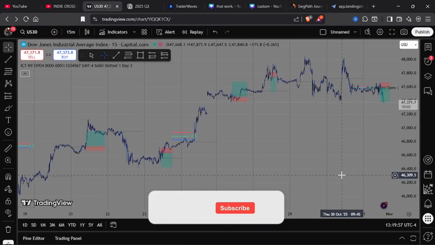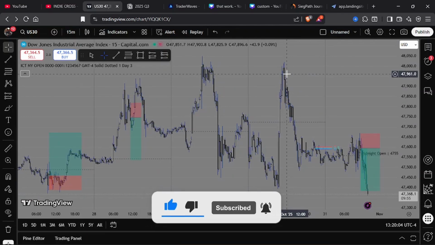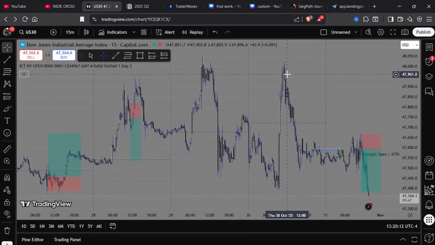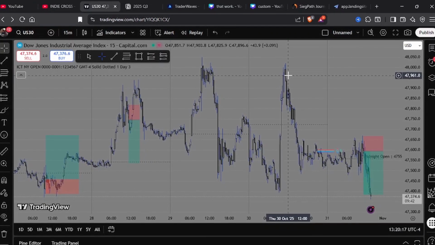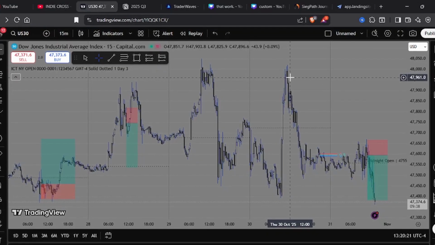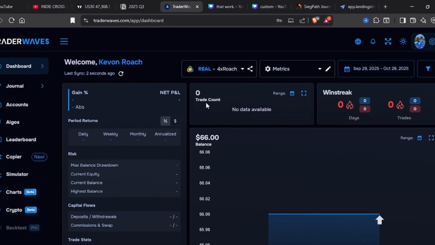4 trades. I only took 2 on this $60 account, but of those 4 trades, 3 were losses. I'd only be down 70 pips if I took all 4 of these trades on my live account. Since I only took 2 of these trades and 1 was a loss and 1 was a win, I am up 140 pips. So let's go over to Trader Waves now.